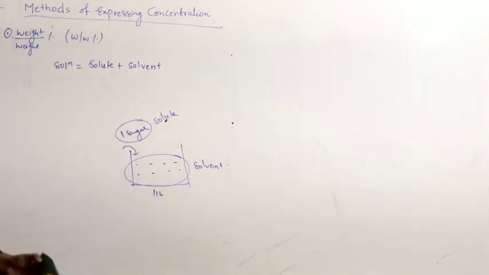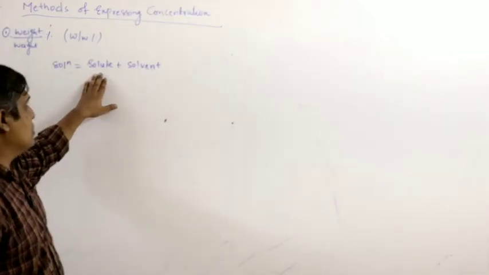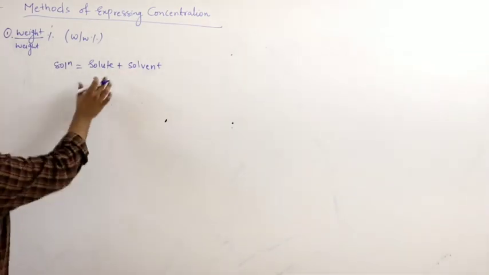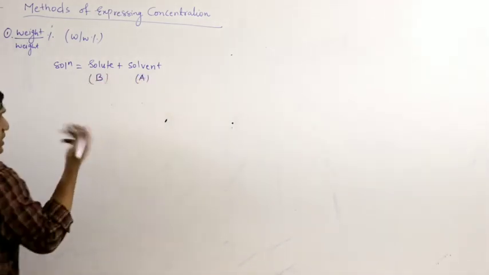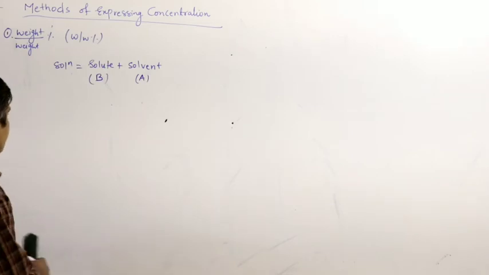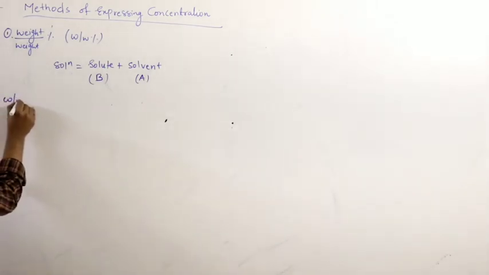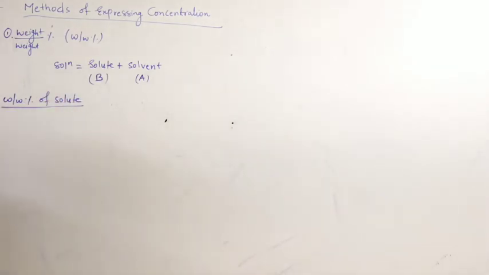The substance which is present in large quantity we call it as solvent. So this is simply based upon the mass we have classified. A solution can be prepared by taking a solute and solvent. Solute means the one which is present in less quantity, solvent the one that is present in large quantity. In shortcut I am representing solute with letter B, solvent with letter A. So first, weight by weight percentage of solute. Out of the total weight, what is the weight of solute? What is the mass fraction of solute? So how to define this?